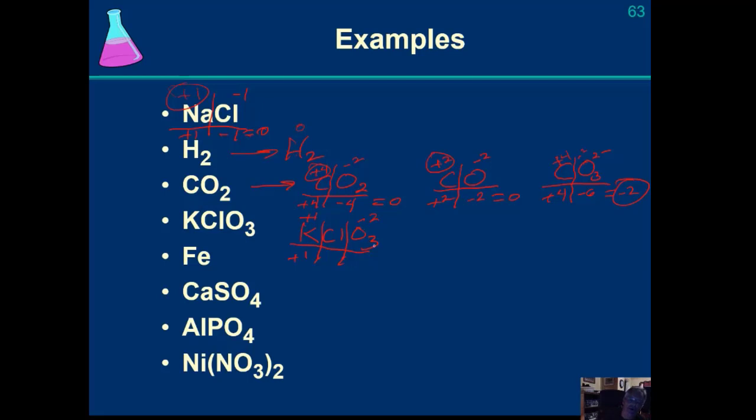There are 3 of them. 3 times a -2 is -6. This is a compound, so it all has to add up to 0. I've got a +1 here, so that gives me a +5 for chlorine. So chlorine has a +5. This is iron. It's an element all by itself, so it has an oxidation state of 0.